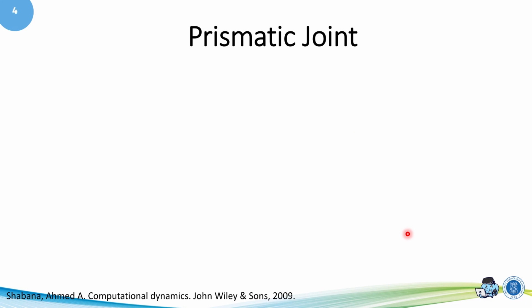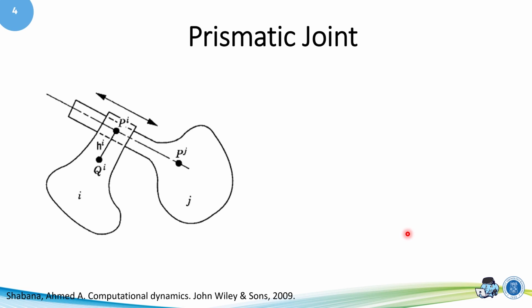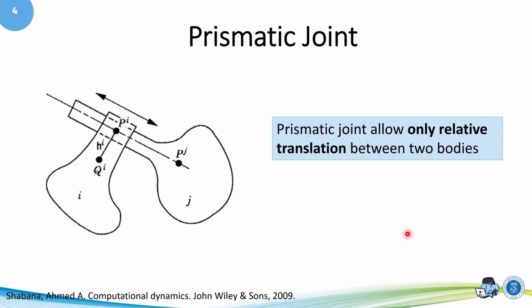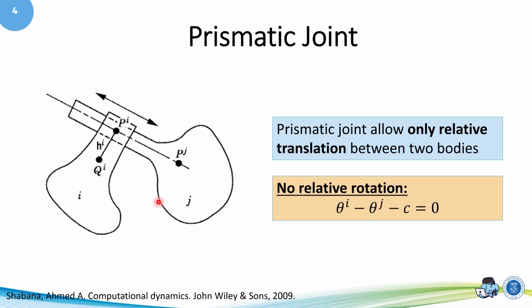Next, we want to discuss the prismatic joint as you can see here. The prismatic joint allows only relative translation between two bodies. So you can see link number i can only translate with respect to link number j. Since there is no relative rotation, we can say that the first equation is theta i minus theta j minus c is 0. Again, c here is a constant.